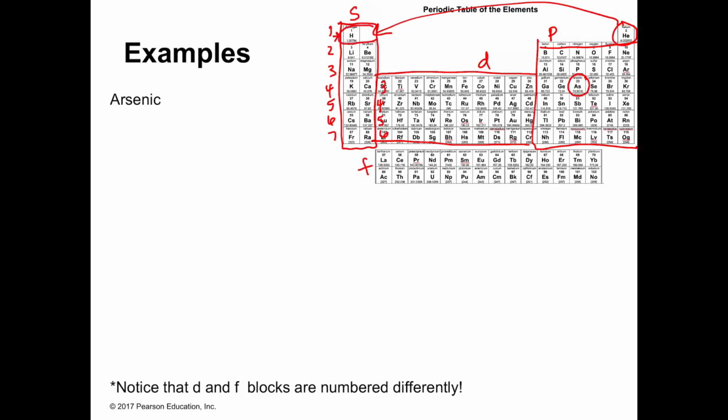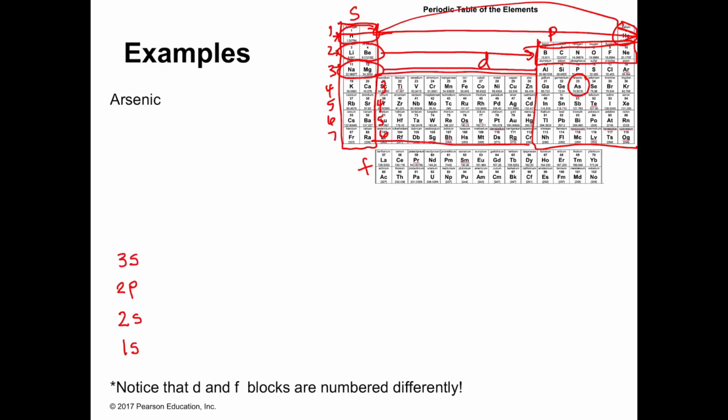Arsenic, we start in the 1s. Arsenic is not in the 1s, so we write it down and keep going. That's the first period done, so we'll go to the second period. Arsenic is not in the 2s, so we write it down and keep going. Then we hit the 2p. Arsenic is not in the 2p, so we write it down. We keep going. Arsenic is not in the 3s, so we write it down and keep going. Arsenic is not in the 3p, so we write it down, keep going. Arsenic is not in the 4s, so we write it down and keep going.